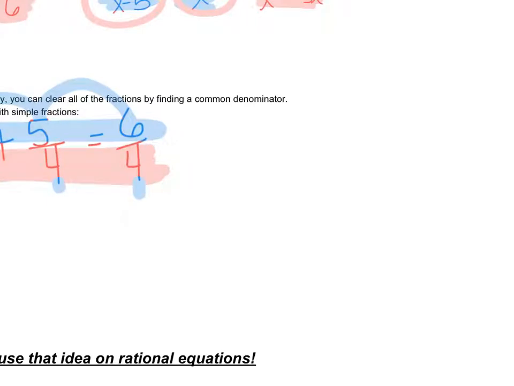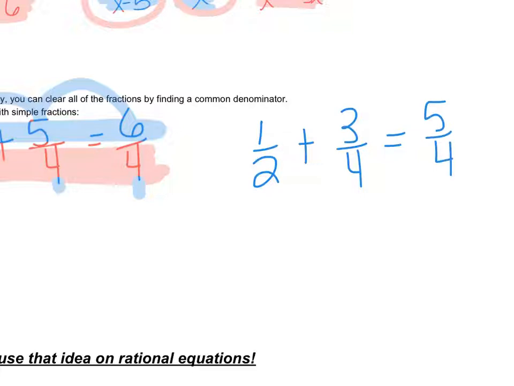And it even works if you don't have like denominators. So let's do a nice easy example. I have 1/2 plus 3/4 equals 5/4. It's a true statement. Believe me on it. We'll show it in just a second. At the moment, you do not have like denominators across the bottom. You have a 2, you have a 4, and you have a 4. We need to rewrite that equation so that all of the denominators are the same. That way we can eliminate the fractions.